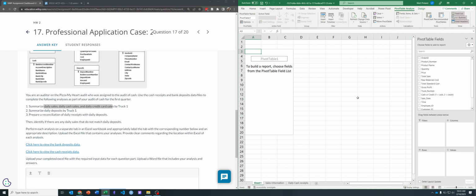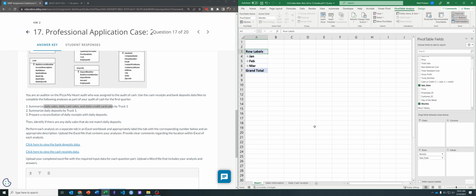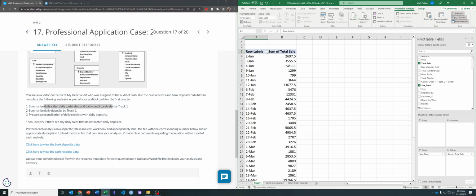We'll zoom in. First thing is we want to summarize by day, so I'm going to roll down sales date. By default, it aggregates up. It creates buckets for our highest level in the hierarchy, which is months. But we don't want that. We're going to drag months out so we can get all the days. Then we're going to take our total sale and sum it. It defaults to sum, so we accept that.